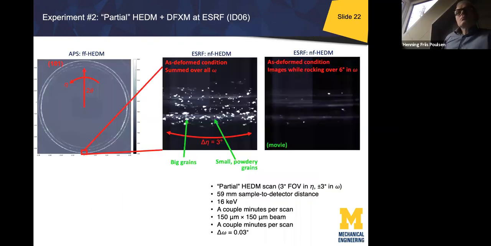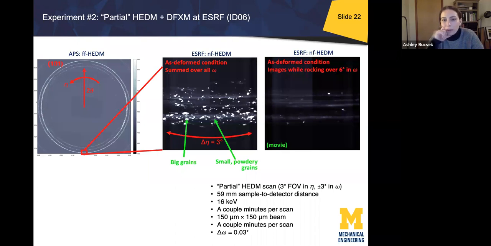But then we took it to the ESRF to get a little bit more of a high resolution view. Actually, we went to the ESRF and then CHESS, but it makes more sense if I show it this way. So this is the first kind of measurement that we did on ID6. It's sort of what I'm calling a partial HEDM scan.